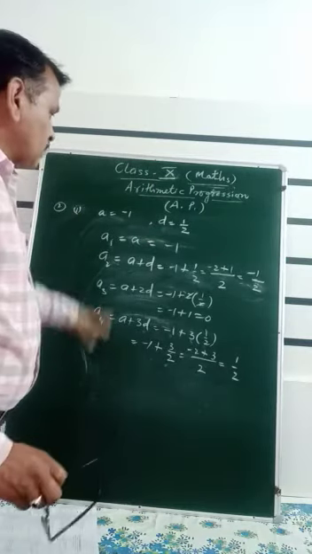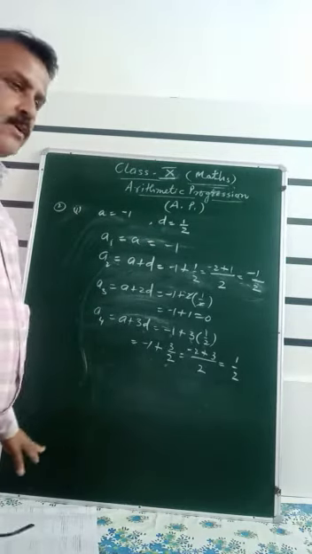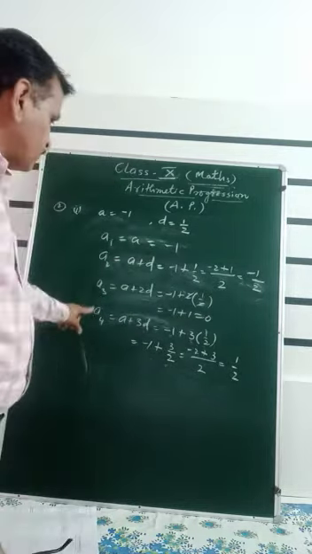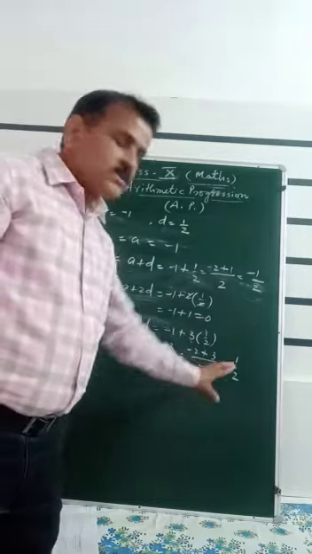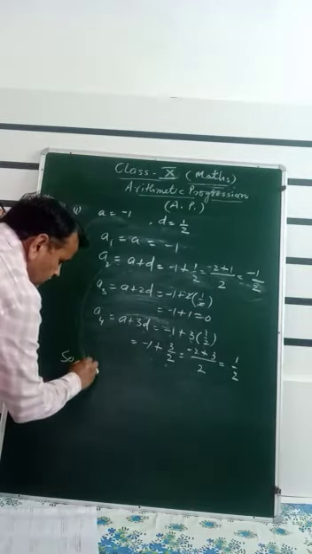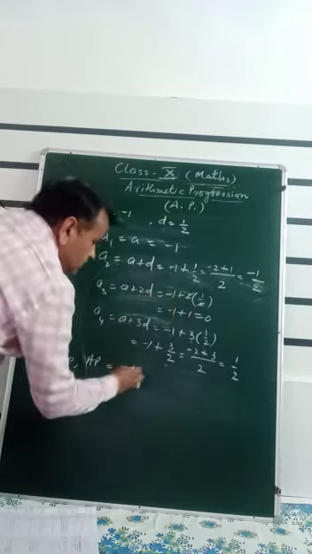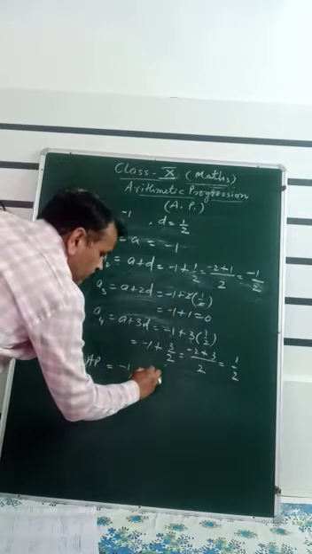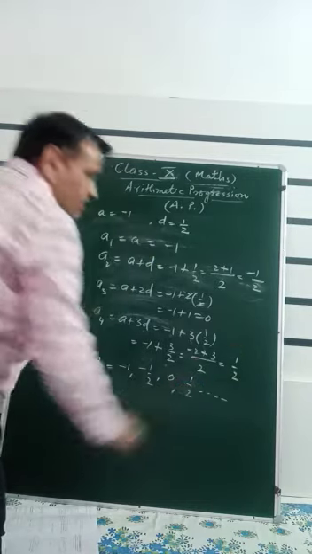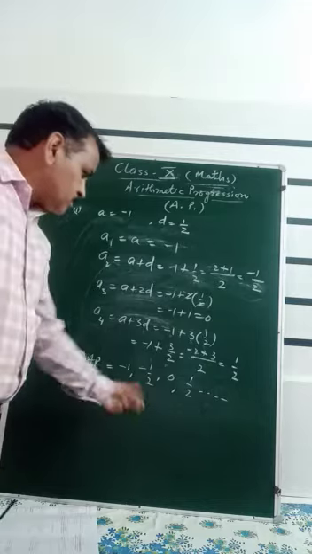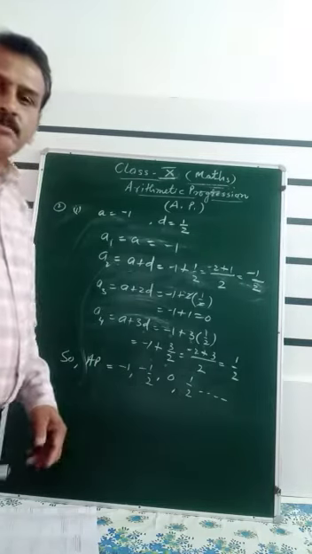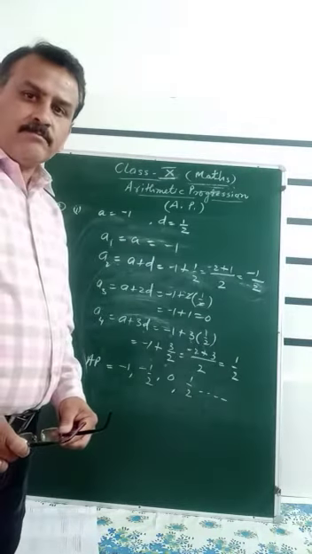When a and d are given, you can find any term of the series, but we have to find the first 4 terms only. So the first term is minus 1, the second term is minus 1 upon 2, the third term is 0, and the fourth term is 1 upon 2. Then we write them in AP form: minus 1, minus 1 upon 2, 0, 1 upon 2, and like that we can find more terms also. But we want the first 4 terms. See, this is in AP form because the gap is half everywhere. If we calculate, the same gap of half will come everywhere.